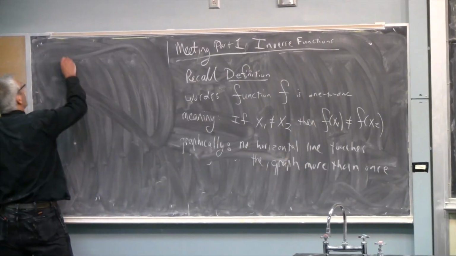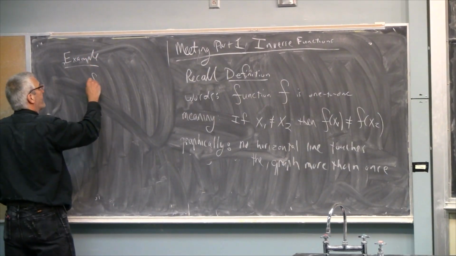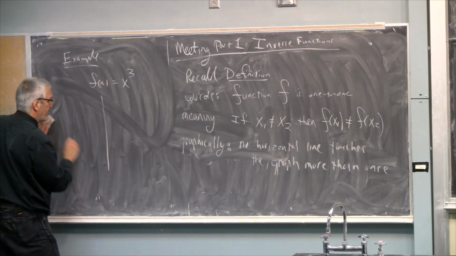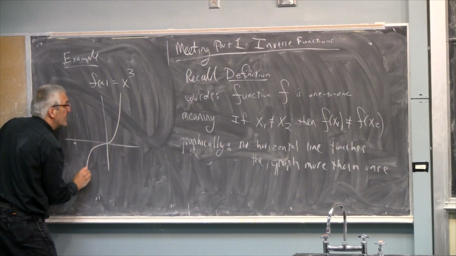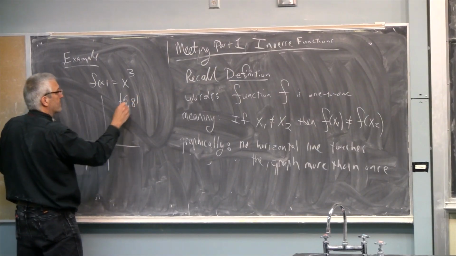So for example, f of x equals x cubed. We've seen this example before. This graph has the point (2, 8) on it.